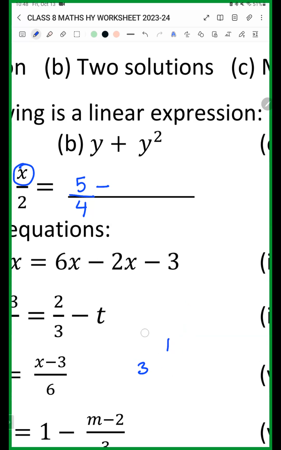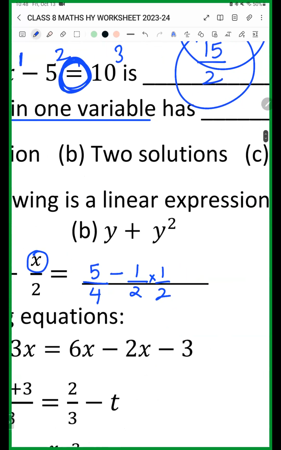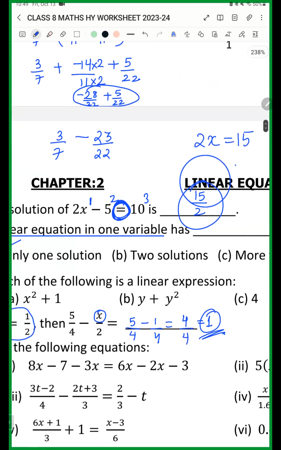So we can write 5 by 4 minus 1 by 2 multiplied by 1 by 2. So 1 by 2 into 1 by 2 is how much? 1 by 4. When we are multiplying, we multiply the numerator with numerator and denominator with denominator. So this becomes 1 by 4. So 5 by 4 minus 1 by 4 is how much? 4 by 4, which is 1. Yes. Okay, understood.